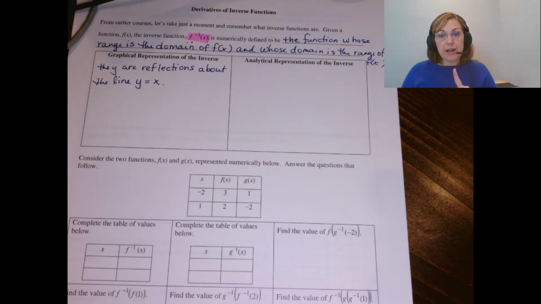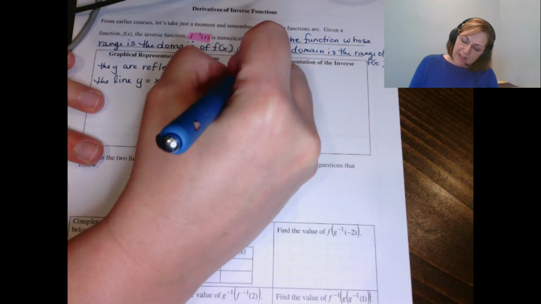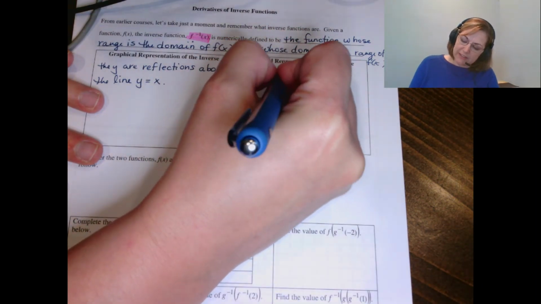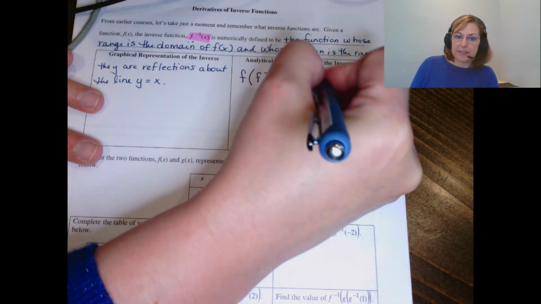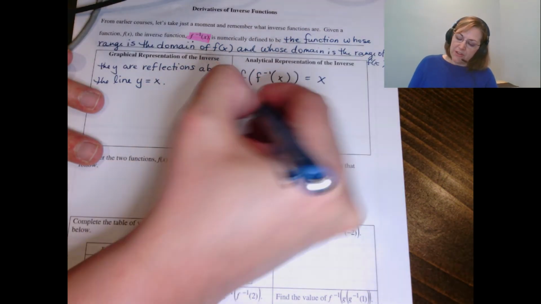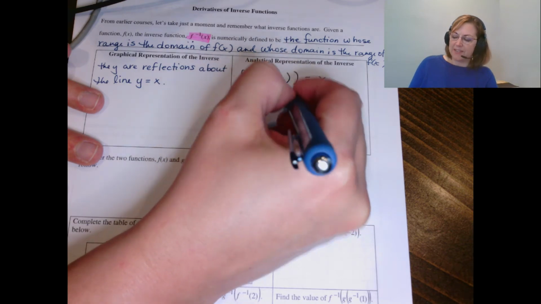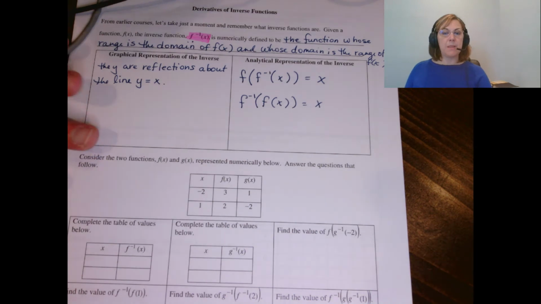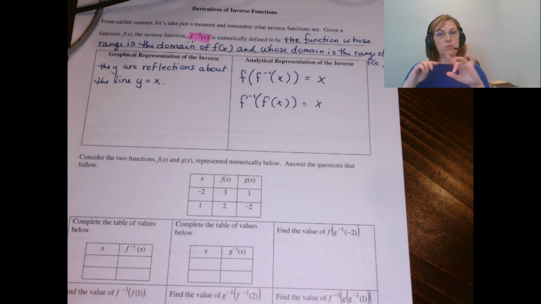Now, if we try to analytically represent the inverse, then what we find is that the function of the inverse of x gives us x, and the inverse of the function of x also gives us x. That one we use when we're given the equations for the function and the inverse.